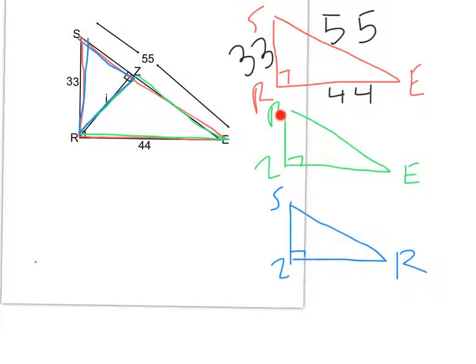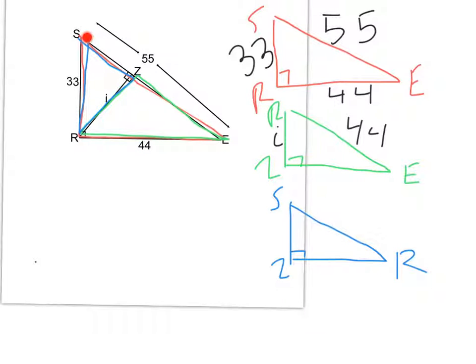Okay, now I'm going to look at our green triangle, and I can see that it has side length RE here, and RE is 44. So I can go ahead and add that here. I also notice that it has RZ right here, and that is side length I. That's what we're solving for today. So I'm going to go ahead and add I here. All right, we don't know side length ZE. We know it's less than 55, but we don't know an exact number, so we're just going to leave that blank for now.